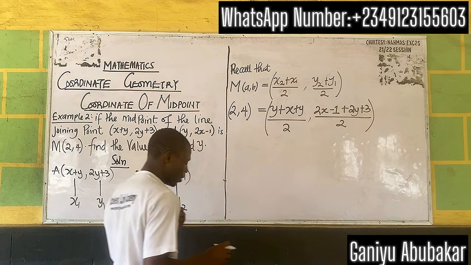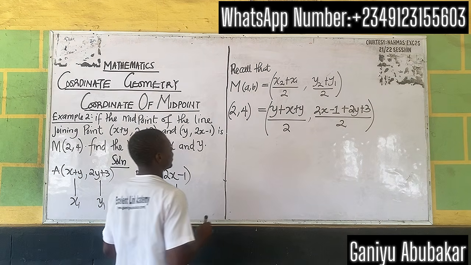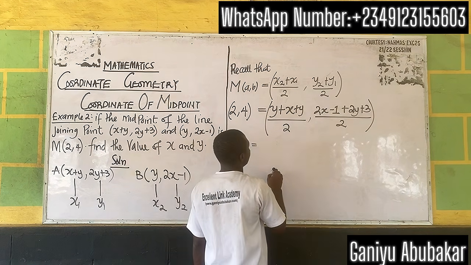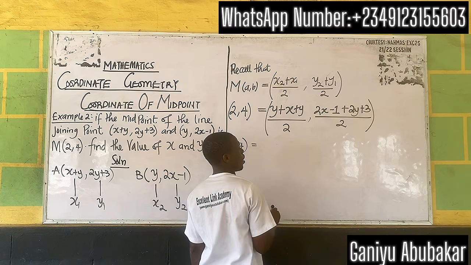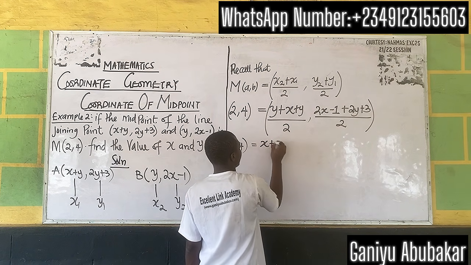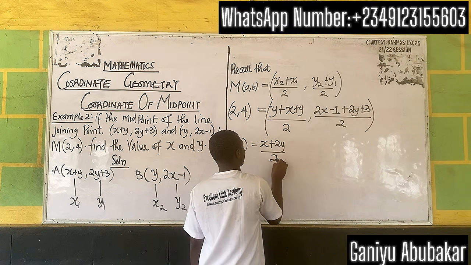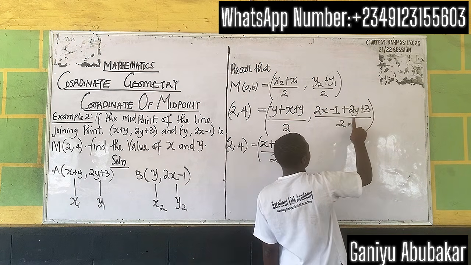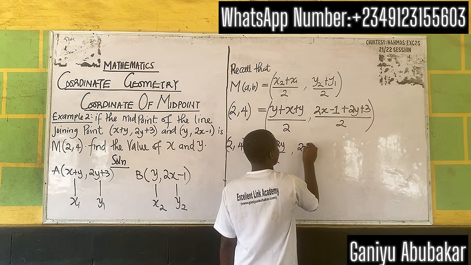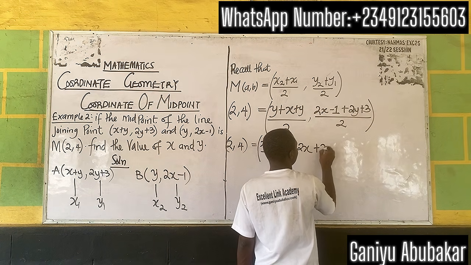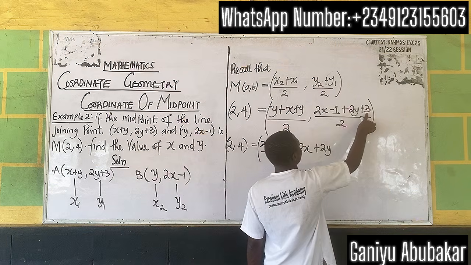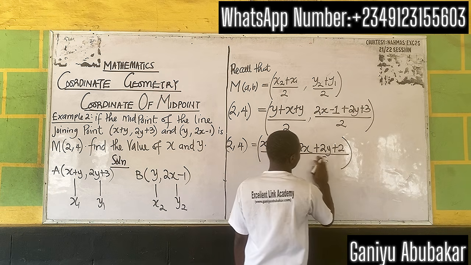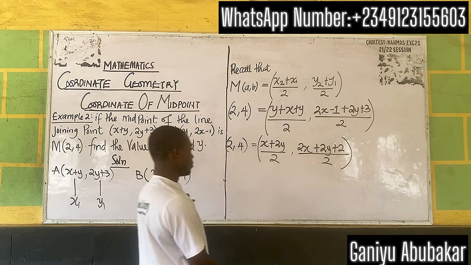Next up, proceeding from here, that gives you 2, 4 equals, here y plus y gives you 2y. That becomes x plus 2y over 2. That's what is left here, comma. Here gives you, of course, 2x. Next up, plus 2y minus 1 plus 3. That gives you plus 2, all over 2. All right, I have this one here.